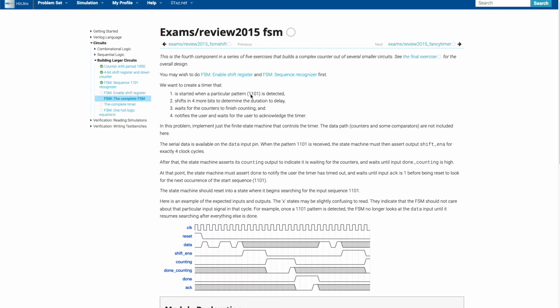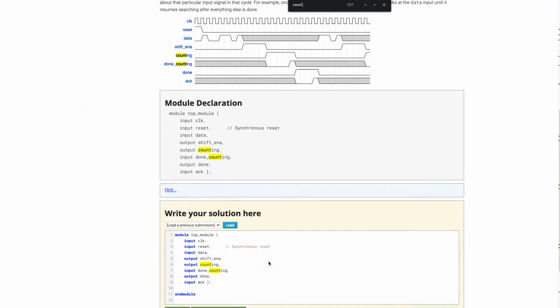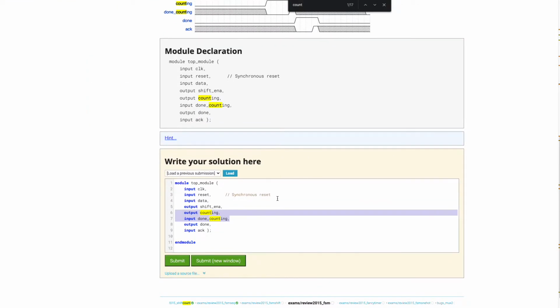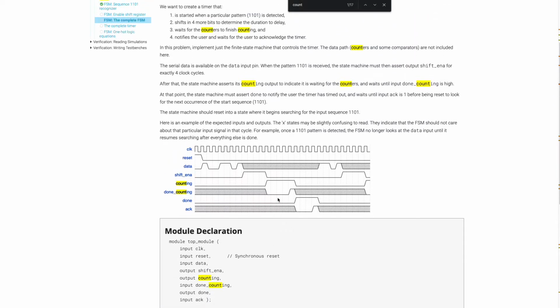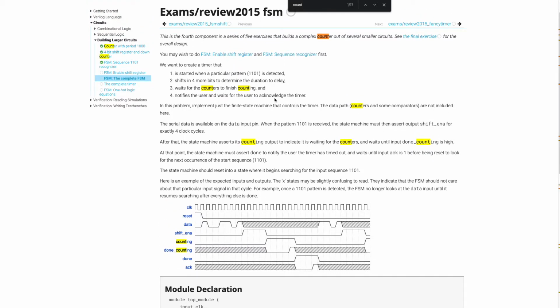Ooh. Which is, I guess, new inputs. Okay. And notifies the user and waits for the user to acknowledge the timer. So like a valid ready, okay. In this problem, implement the FSM that controls the timer.